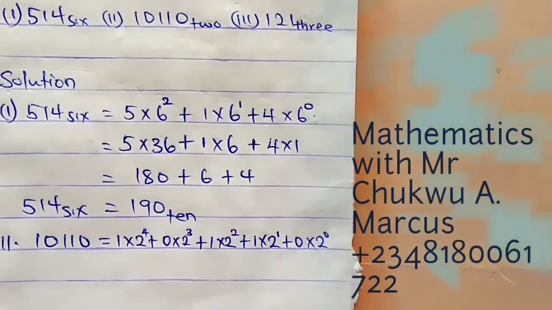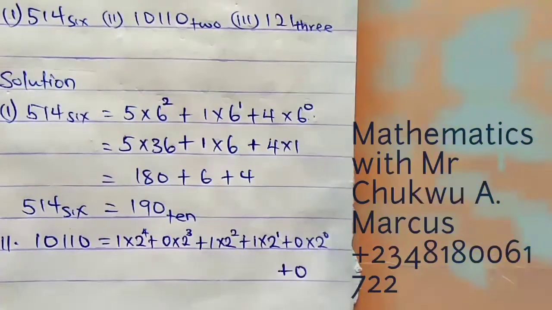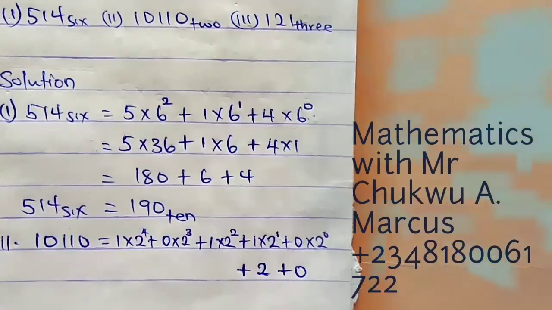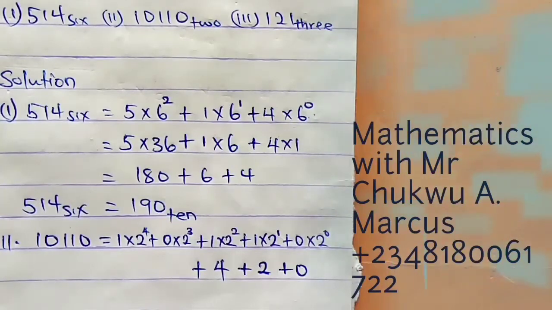This will result to 2 raised to the power 0, which remains 1. 0 times 1 will give us 0. 2 raised to the power 1 is the same thing as 2. 1 times 2 will give us 2. 2 raised to the power 2 is 2 times 2, which is 4. And 1 times 4 will give us 4. 2 raised to the power 3 is 2 times 2 times 2, which is 8. But 0 times 8 will give us 0.